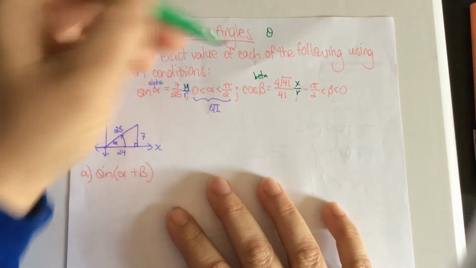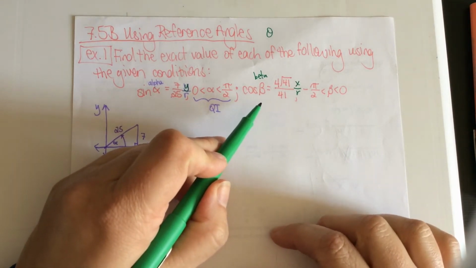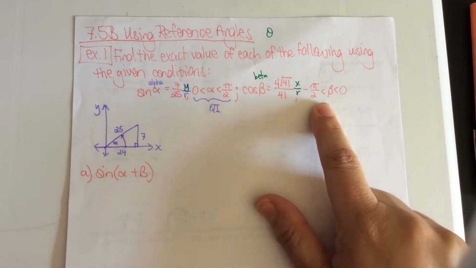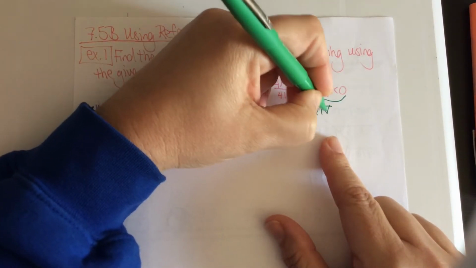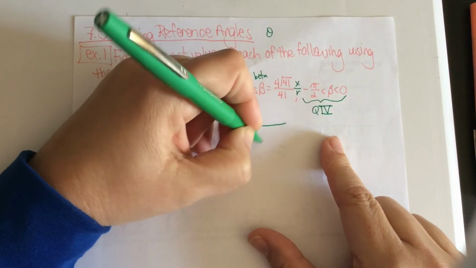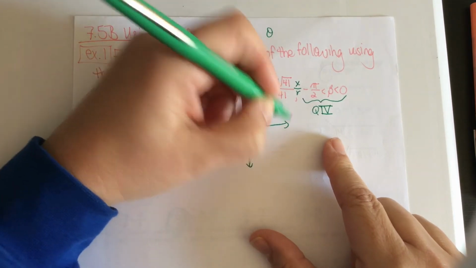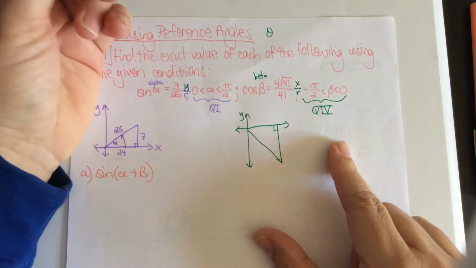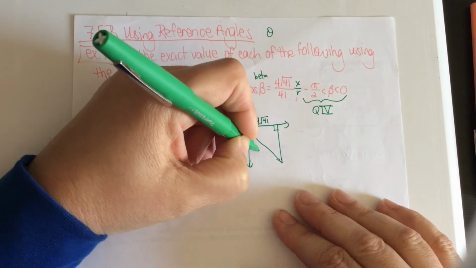And then over here, I'm going to talk about beta. Beta is a different angle in a different quadrant. It's going to have a different picture. So first, figure out what this means. It's between negative pi over 2 and 0. Okay, so that means it's in quadrant 4, right? And I know the x value is 4 radical 41, and the r value is 41.